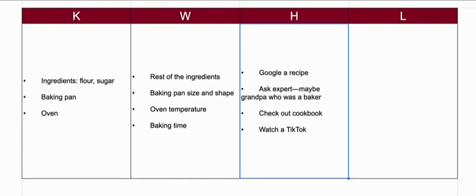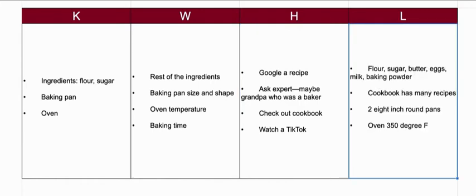After we start to look deeper into it and start to gather the information, we can fill out the last column, the what we learned column, the L column. So what we've learned is the ingredients for the cake, the flour, sugar, butter, eggs, milk, baking powder. We learned that the cookbook has many recipes for all different kinds of cakes. We learned that we want to use 2 8-inch round pans and that our oven is going to be at 350 degrees Fahrenheit. As you gather more information, you can add more to your what you learned chart.